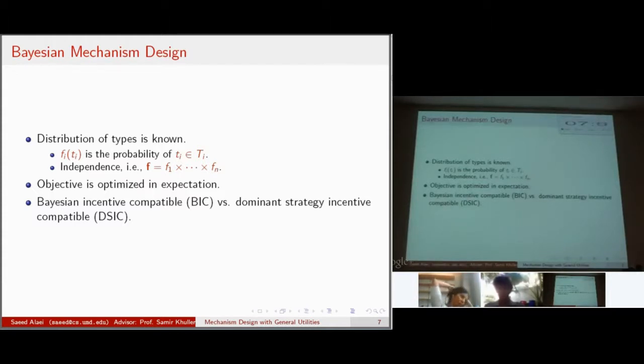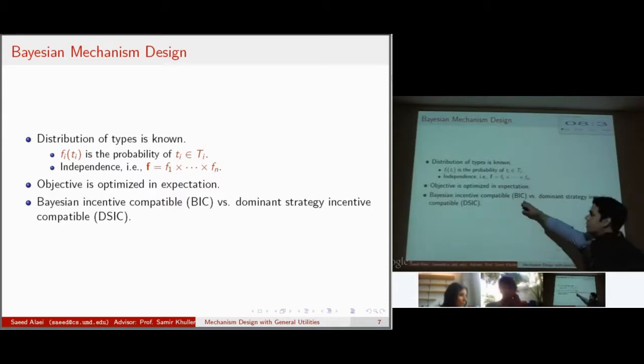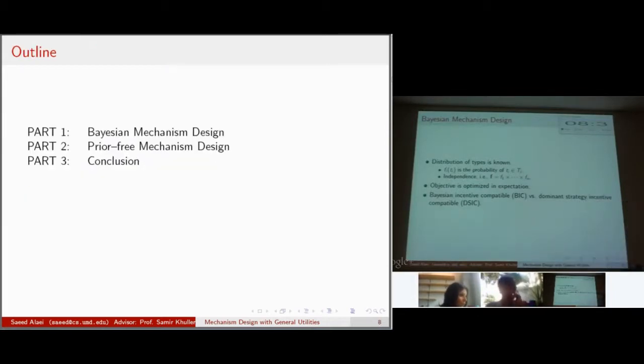And in Bayesian mechanism design, we often consider Bayesian incentive compatibility as opposed to dominant strategy, which means you are truthful, maximizing your utility in expectation, where the expectation is taken over the types of other agents. But in dominant strategy, you assume that you maximize your utility by truthful reporting, even if you know the types of other agents. So this is a little bit less restrictive.